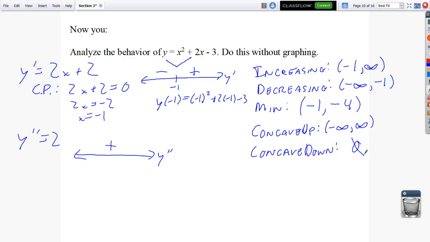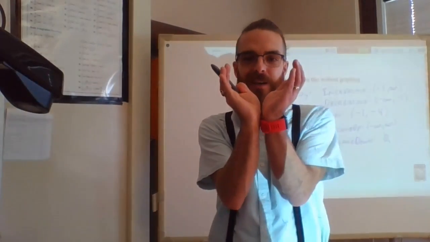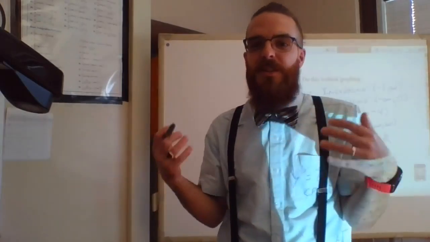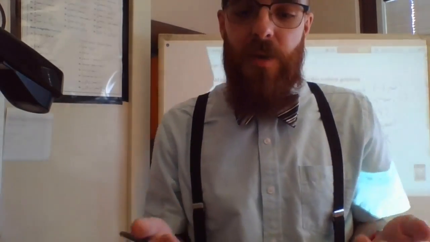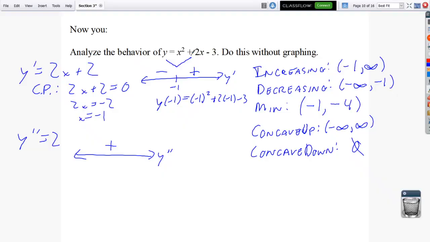Now if we look at what the graph of x squared plus 2x minus 3 is, it's a parabola. It's a happy parabola. We know that from algebra 2. So we know that it has that U shape. So we know that it's concave up everywhere to begin with, just from what we've known from all of math. But now we can actually prove it, which is a little bit cooler. All right, let's move forward.